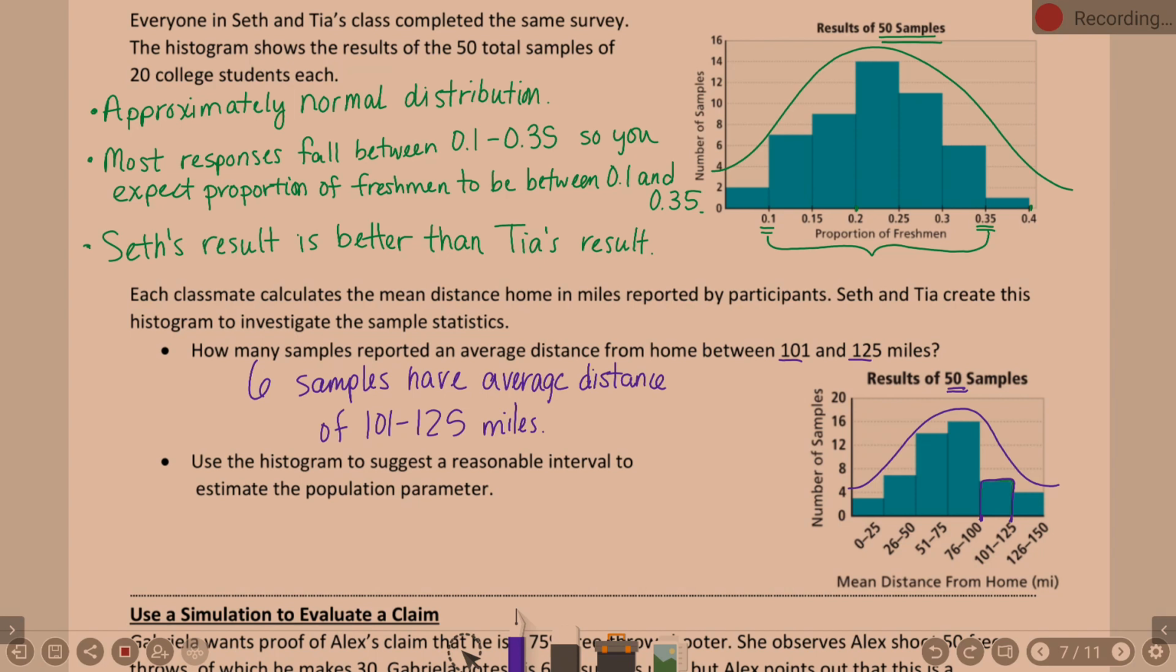Would you want 75? Okay. Or just one? I have more than one. I have a bigger range. 26 through 75.